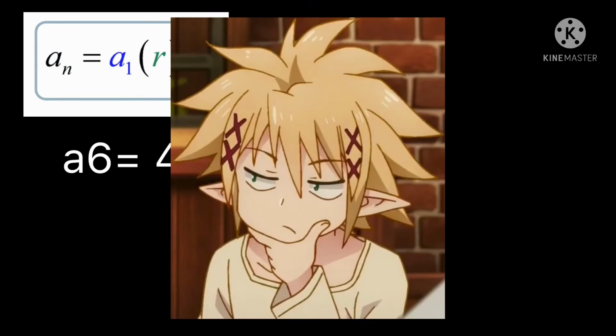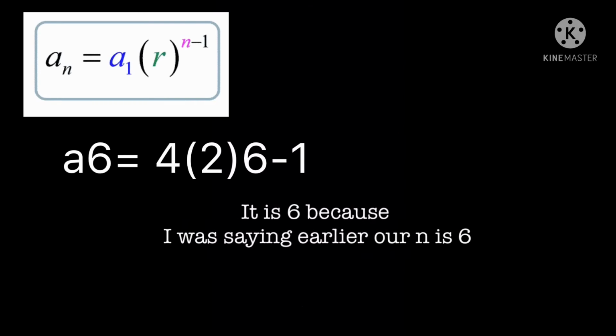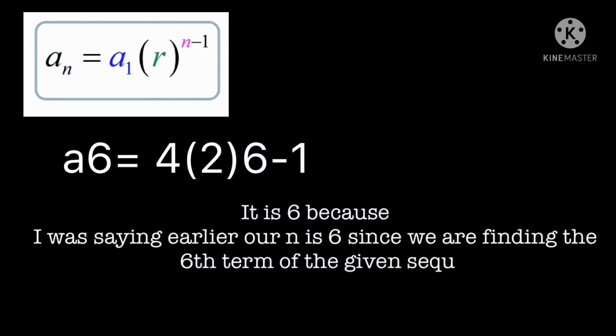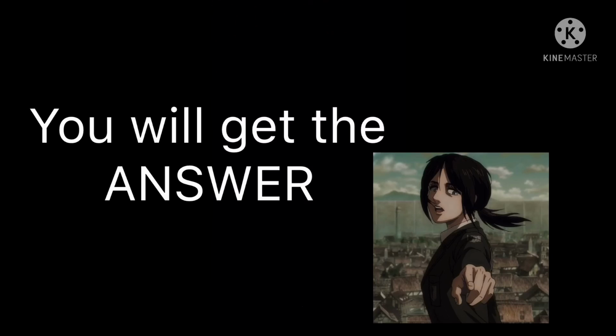You must be wondering why I wrote 6. It is 6 because, as I said earlier, our n is 6. So basically, the answer for n minus 1 is 5. This is the last one we will answer. So if you calculate it, you will get the answer. So basically, this is the last boss.